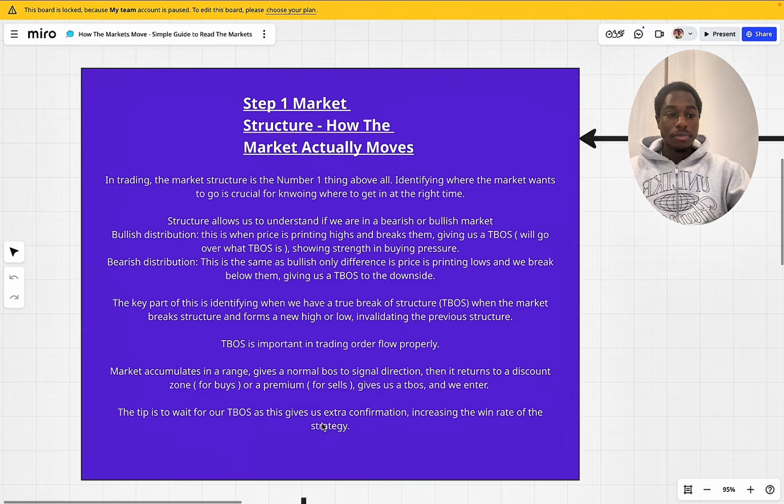So essentially, most people get faked out by the first breakup structure. This is to fake them and trap them into doing the wrong thing. And then price returns to either a discount or a premium, and then we get a true breakup structure, and we can take our position into the market. Let me give you a quick example of what that looks like on the charts.